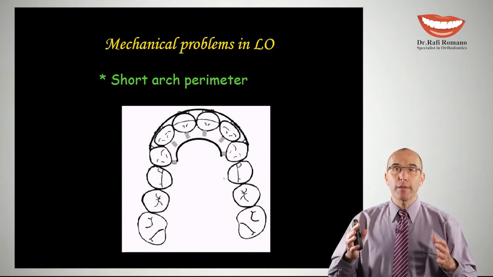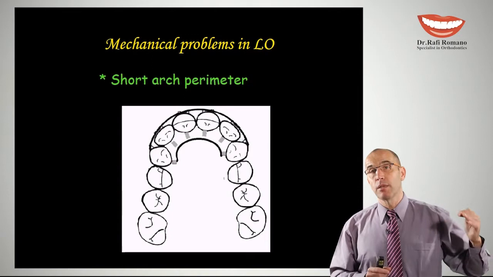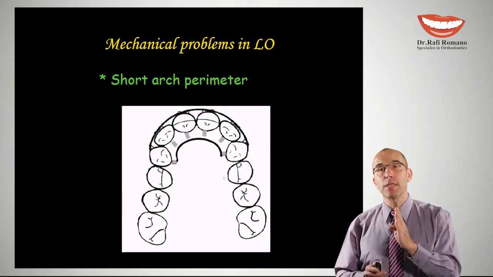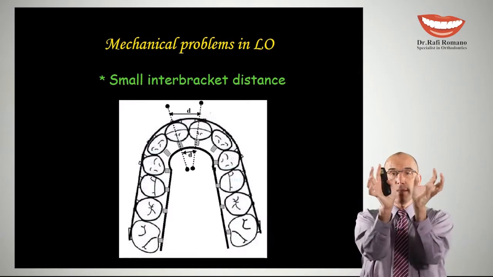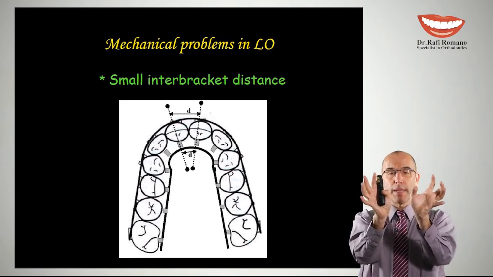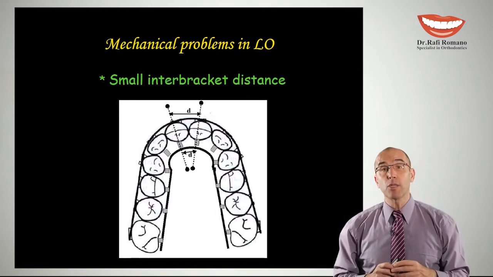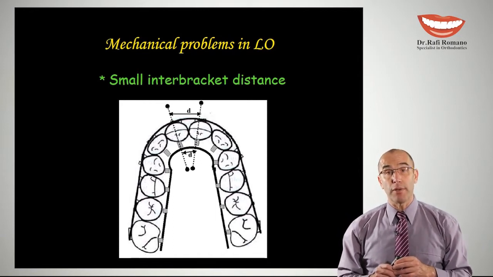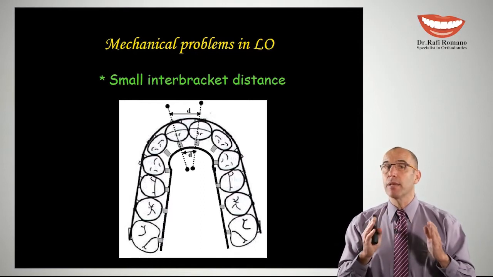The arch perimeter from the inside is 40% from the buccal perimeter. So every interbracket space is minimized, sometimes even to 0. When you rotate teeth, the two buccal brackets are getting apart, but the two lingual brackets are getting closer to each other. So in a crowded case, we may get a situation where the two lingual brackets are almost touching each other. Again, the smaller the bracket, the bigger the distance.